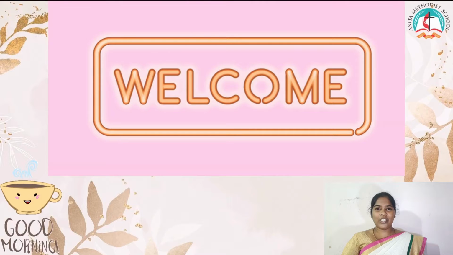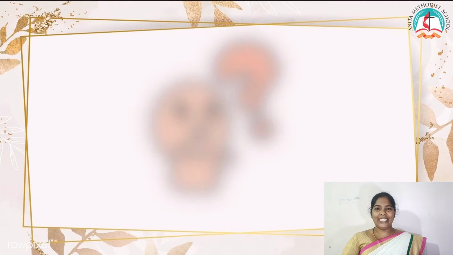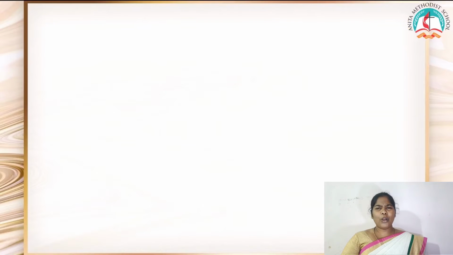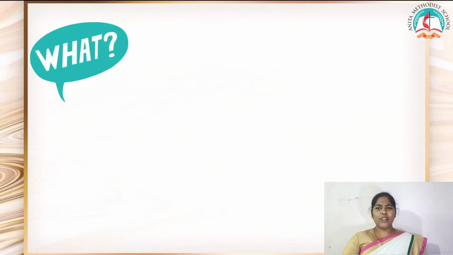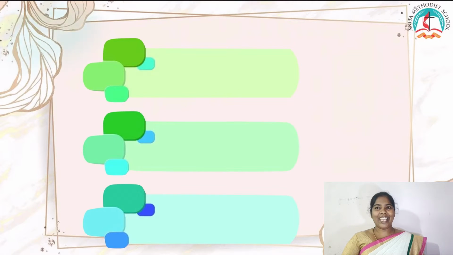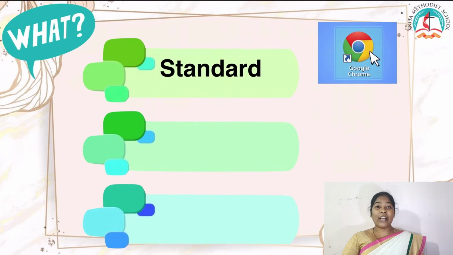Today, first we are going to recall what we had learnt in the previous lesson. What did we learn? We learnt about desktop. What is desktop? The opening screen of Windows is called desktop. And then what else did we learn? Yes, we learnt about icons. What are icons? A graphical symbol of a particular application.